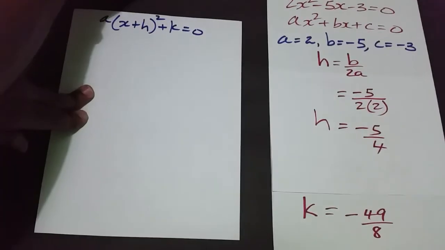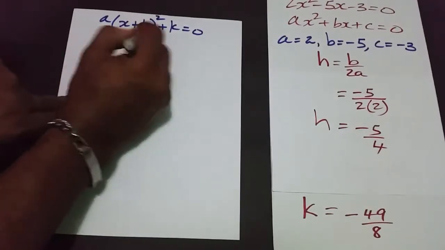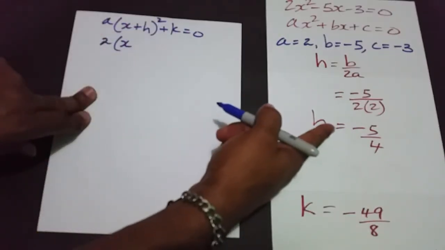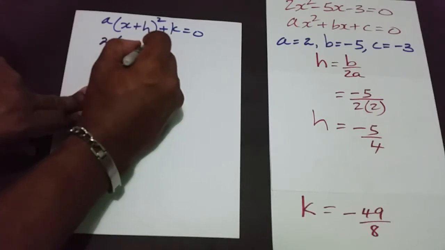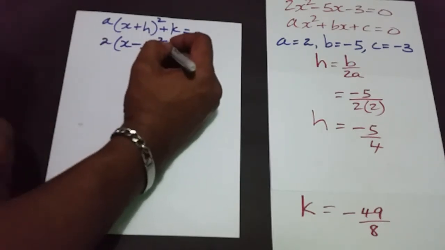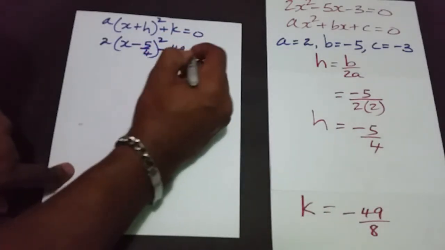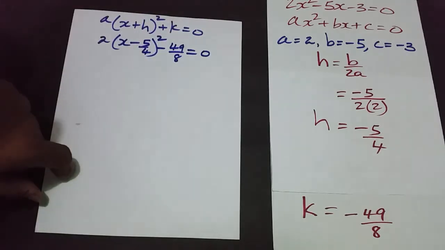And then now we're going to proceed with the solution. Now the value of a is 2. The value of h is negative 5 over 4. So h is negative 5 over 4 all squared. The value of k is minus 49 over 8. And that's going to be equal to 0.